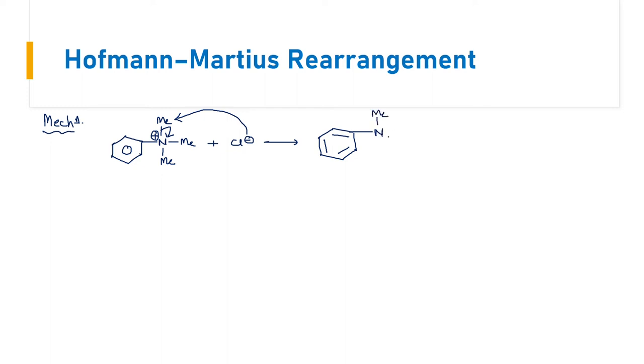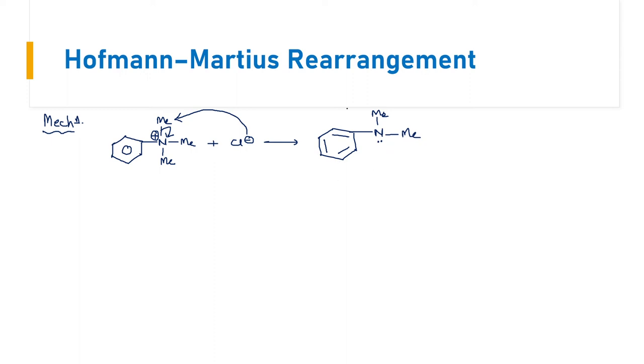The mechanism goes like this. You take this compound, N, Me, Me, Me. There is a positive charge and there is a Cl minus. So Cl minus first of all attacks the methyl group. Okay? So it attacks the methyl group and we get N,N-dimethylaniline.